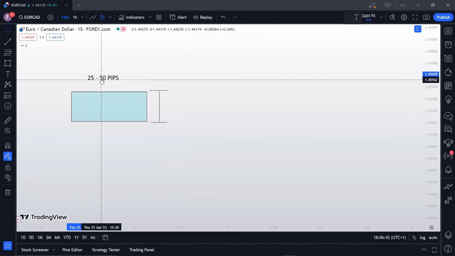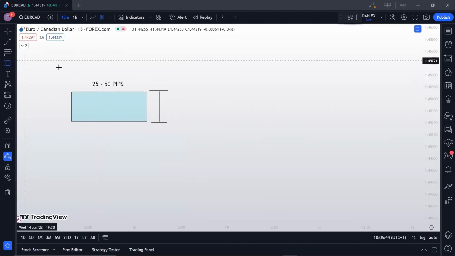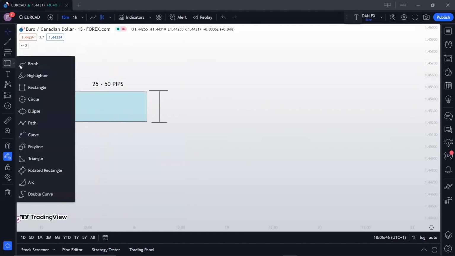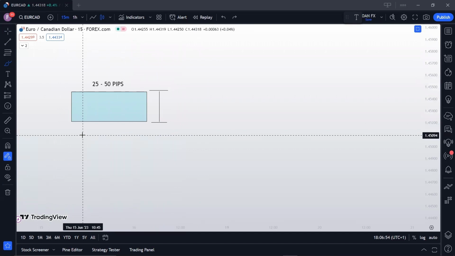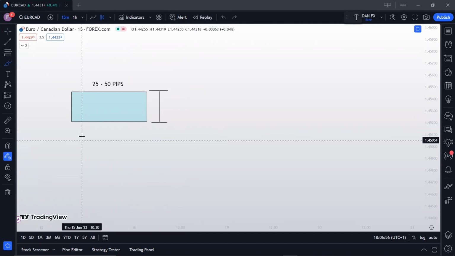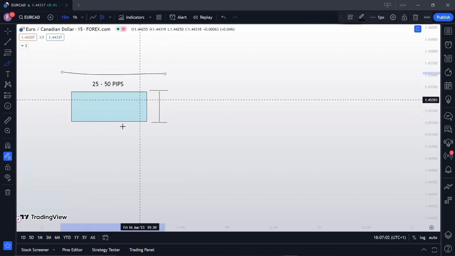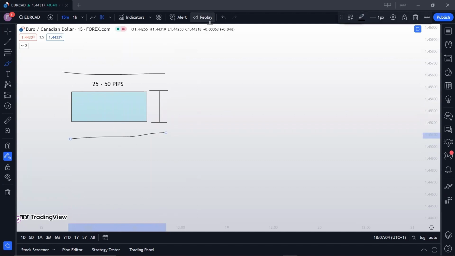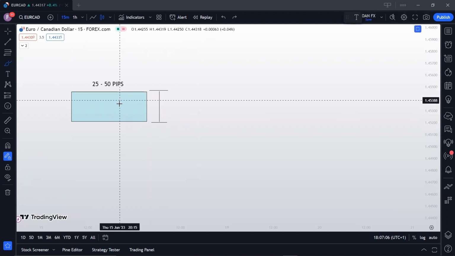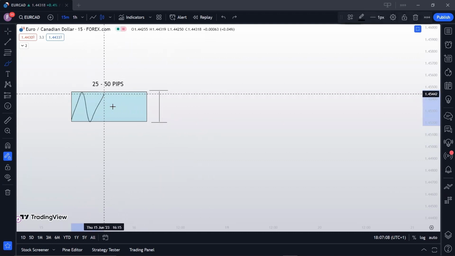Now, why 25 to 50 pips? The reason is because it's based off of the consolidation that happens during the Asian session. The consolidation is the reason why there's liquidity at the top and at the bottom of the range. That's why it's called the Asian range, because it's a ranging market, sideways.